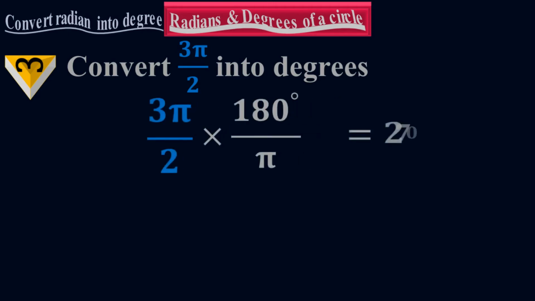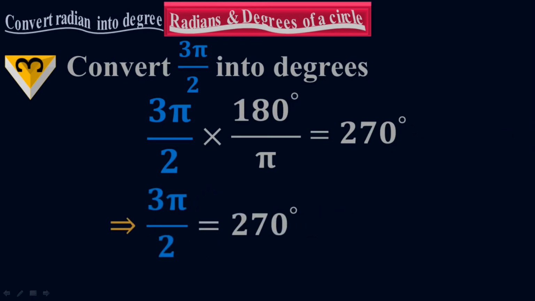Example number 3. Convert 3 pi over 2 into degrees. Multiply 3 pi over 2 by 180 degrees over pi, which equals 270 degrees. This pi cancels with the pi, and I'm left with only 3 over 2 here. Do multiplication in the numerator. 3 times 180 will be 540 degrees. Divide 540 degrees by 2, you will have 270 degrees. So I can say that 3 pi over 2 equals 270 degrees. This is my answer. I converted 3 pi over 2 from radians into degrees, which is 270 degrees.